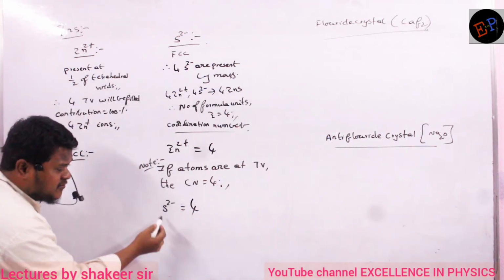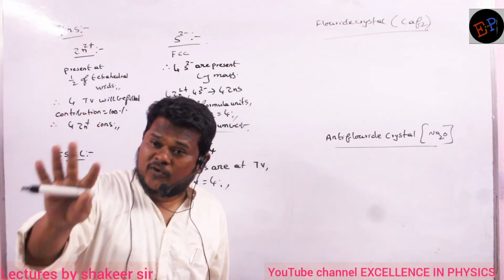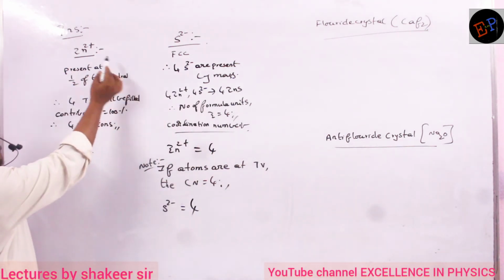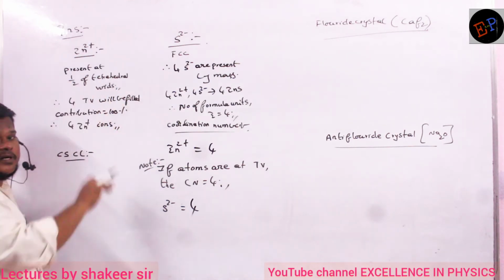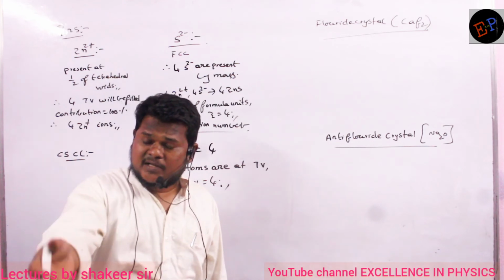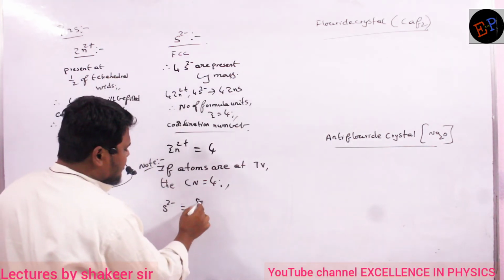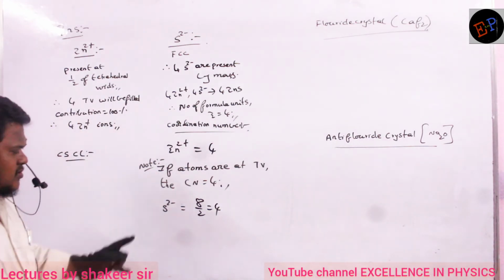Because each sulfur is not surrounded by 8 zinc. It is surrounded only by 4 zinc. Why? Because zinc is not present on all the tetrahedral voids. Zinc is present only at half of the tetrahedral voids, so only half the atoms surround it. So the coordination number is actually 8/2, which is equal to 4. Understood? So make a note of that point.